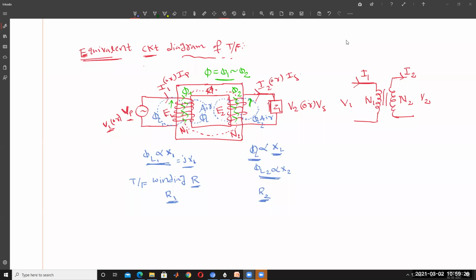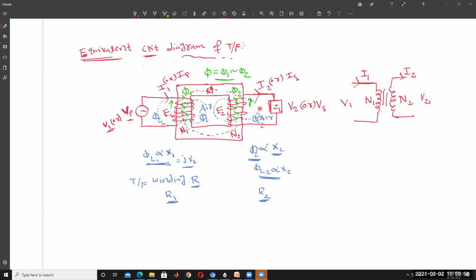So this transformer, understood? This is the leakage flux, represented as j into X1. Why is it represented as a leakage reactance? This is called an imaginary reactance, the leakage reactance, represented by j into X1. For the primary side, because of leakage flux, this reactance comes into the picture, and that is represented by j into X1.